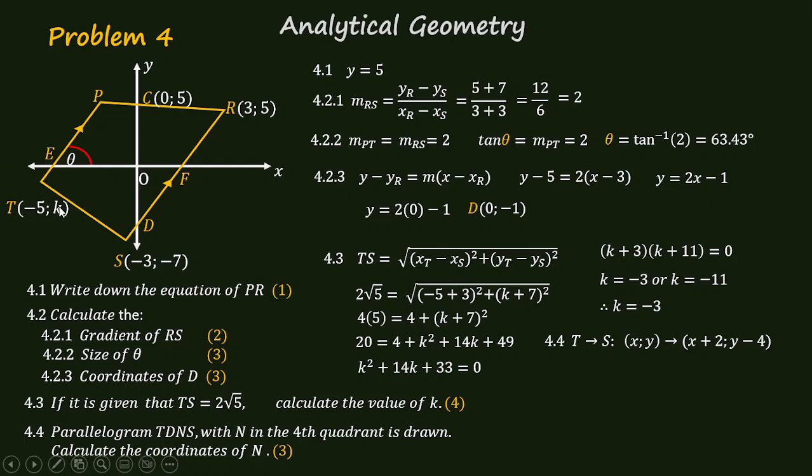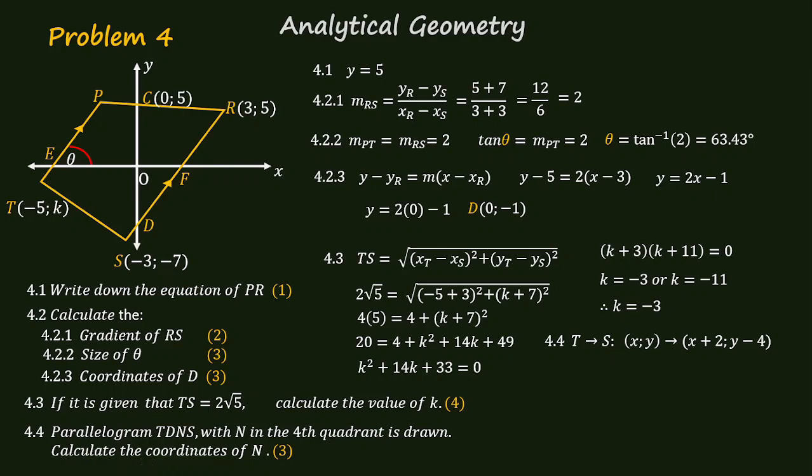Remember, the value of K is minus 3. So how did we move from T to S? To move from T to S, the x value went from minus 5 to minus 3. So it would seem that 2 was added to arrive here. If we add 2 to minus 5, we get minus 3. And then what happened with y? y was minus 3, and then it got to minus 7. That means we subtracted 4. So minus 3 minus 4 will be minus 7.